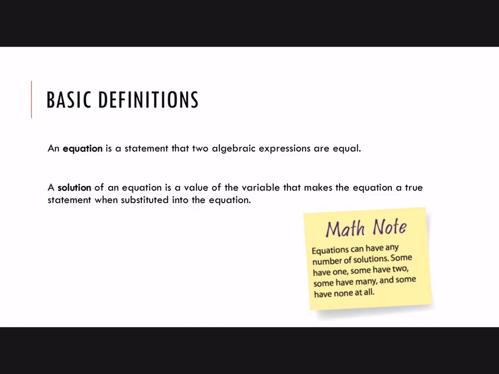Some basic definitions to start. An equation is a statement that two algebraic expressions are equal. So remember that algebraic expressions are made of numbers, variables, and operations like addition and multiplication. And when we have two expressions on either side of an equal sign, that would be an equation.